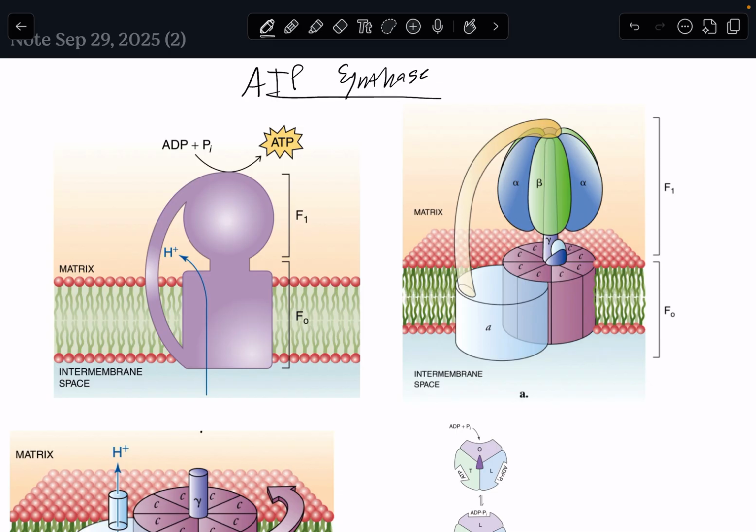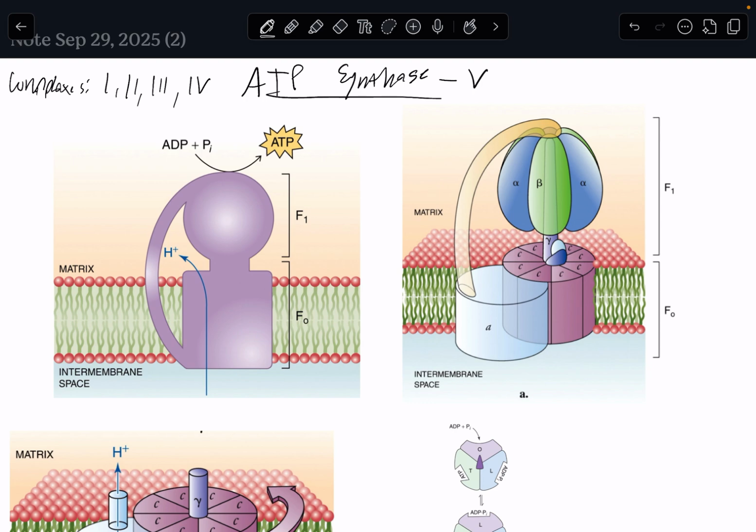All right, so just to start off here, we've already talked about the majority of the electron transport chain. We've talked about complexes 1, 2, 3, and 4. And now we're going to be talking about complex 5, which is ATP synthase.